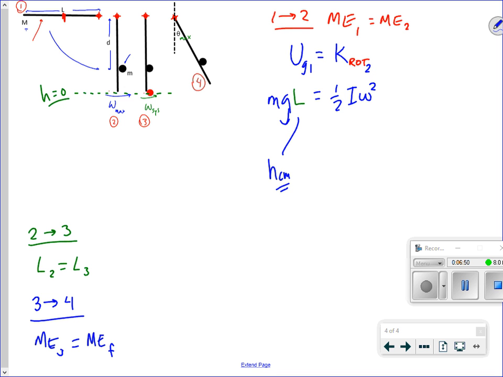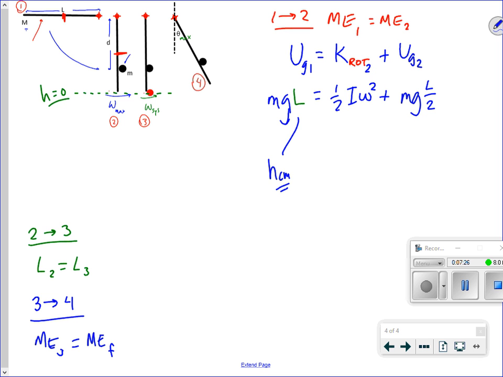But here's the deal. Where's the center of mass of the pendulum at instant 2? Well, it's right here. And that's not at height 0. So what we should really say now is there is still some gravitational potential energy of the system relative to where we're calling height 0. And so now the pendulum's center of mass is located at height L over 2. Fair enough?